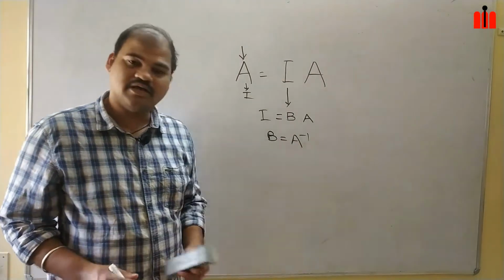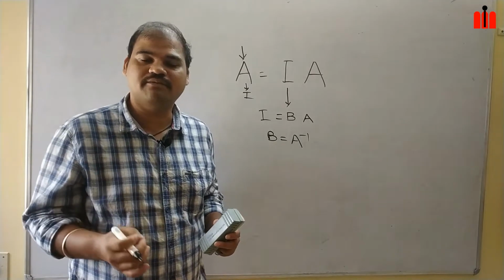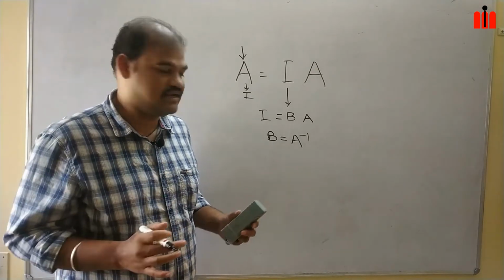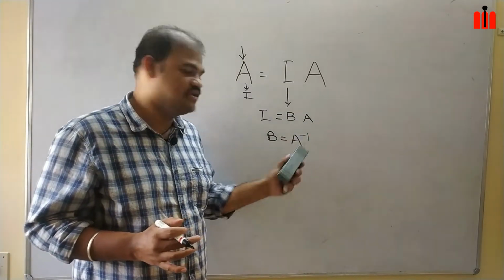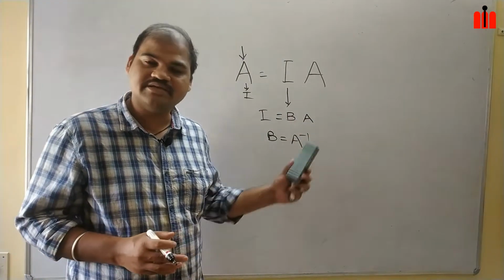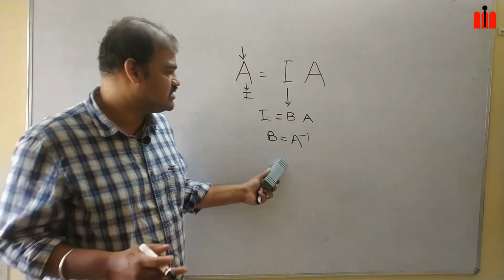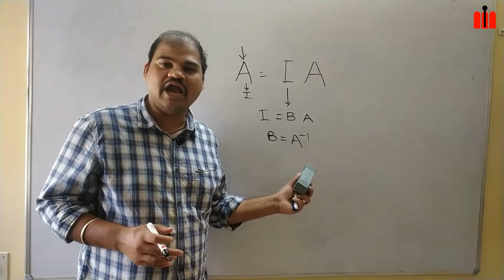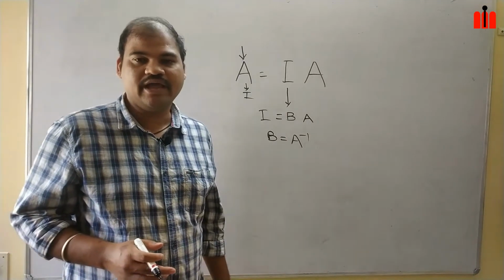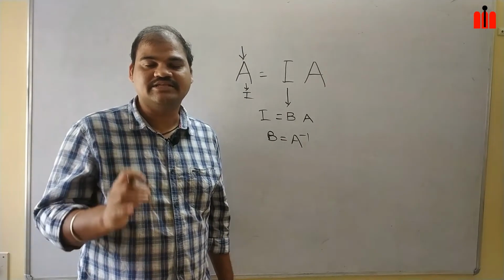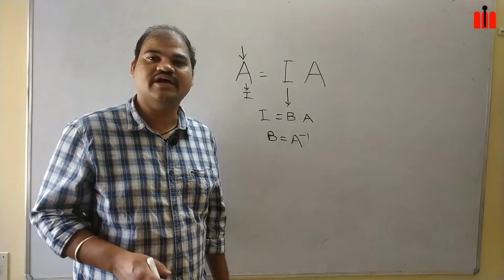What is the definition of the inverse? The definition of the inverse is that if it is multiplied with the matrix, then we will get the identity matrix. So B is multiplied with A and we are getting the identity matrix. That means B is A inverse. Are you getting it? This is the logic which we will apply to get the inverse of the matrix. Now let's take a sample 2 by 2 matrix and understand how to find the inverse.